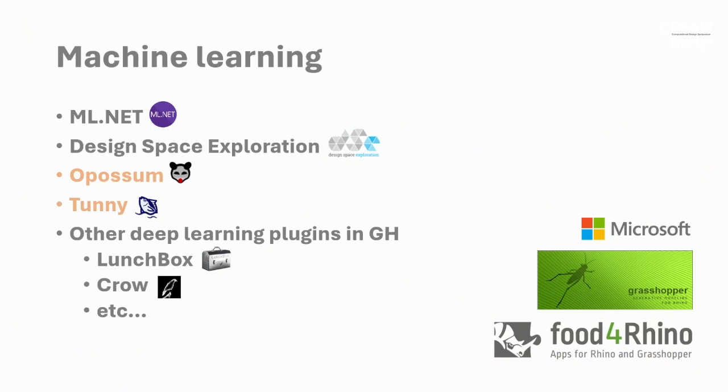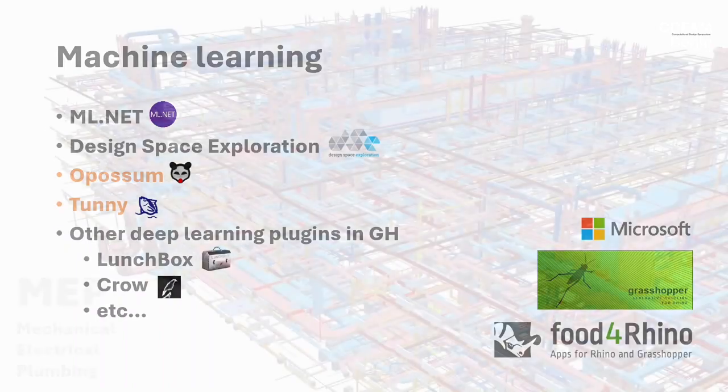But I would like to start with machine learning. We talked about AI, we talked about machine learning, we talked about everything, but I would like to put a name on it. Right now, these are the plugins that we investigated. We are very happy. Some from Microsoft, most of them from Food for Rhino. So we are using a lot of Grasshopper, and we are very happy with Opossum and Tony. So these are the tools that we are using for machine learning.